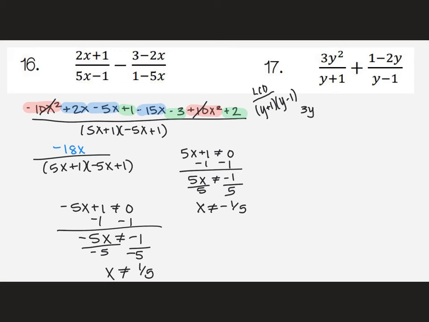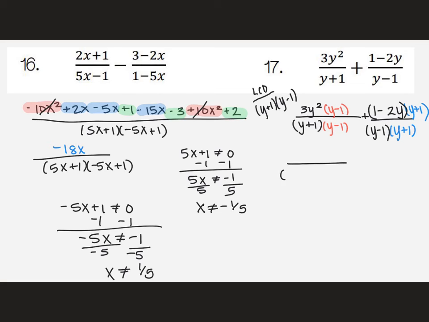I'm going to rewrite the problem, and I need to make sure that my first denominator matches the least common denominator. So I would need to add y minus 1. If I add y minus 1 to the denominator, I also have to add it to the numerator. I would want to rewrite the second fraction as well. I have y minus 1. To get it to match the LCD, I would have to add y plus 1. If I add something to the denominator, I also have to add it to the numerator.